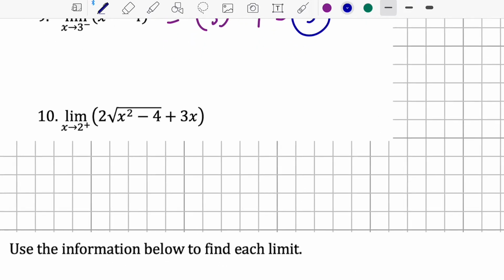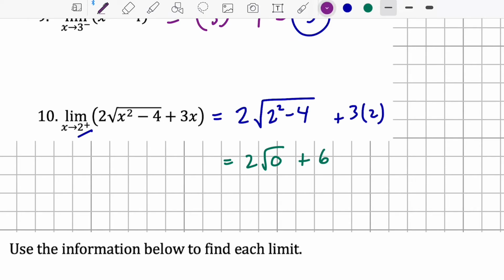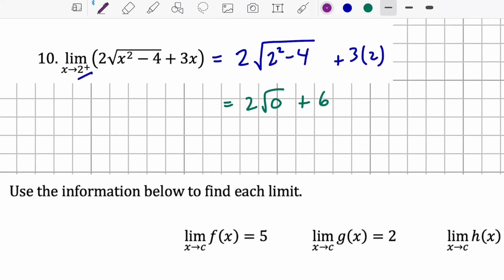Let's do the next one. Same thing. This time we're approaching 2 from the right. But in this situation, just plug it in again. So we have 2 square root of 2 squared minus 4 plus, that's going to be outside. So let me erase a little bit here. 3 times 2. Let's simplify. So this is 2 square root of 0, because 2 squared is 4, minus 4, plus 6. But the square root of 0 is 0, times 2 is 0, so therefore the answer is 6.